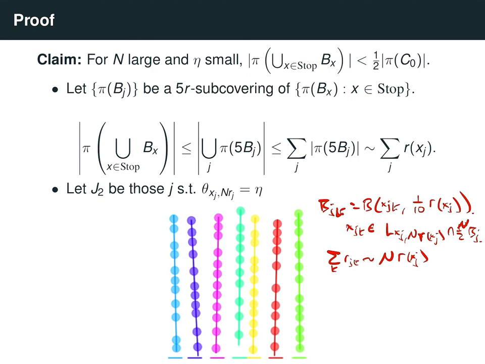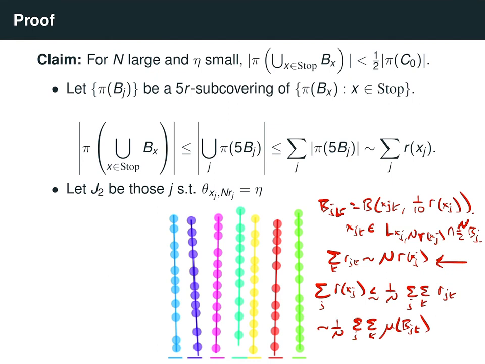Okay, so now I have these balls. Now notice that if I look at the sum over j of r of x_j, by this inequality right here, I have that this is at most 1/n times the sum over j, sum over k of the r_jk's. Then by Ahlfors regularity, this is comparable to 1/n times the sum over j, sum over k of the measure of the B_jk. So if I take the sum of the lengths of these intervals down here, that is comparable to 1/n times the sum of the measures of all these tiny balls on these line segments. But now these balls are actually contained also inside 2B_0.